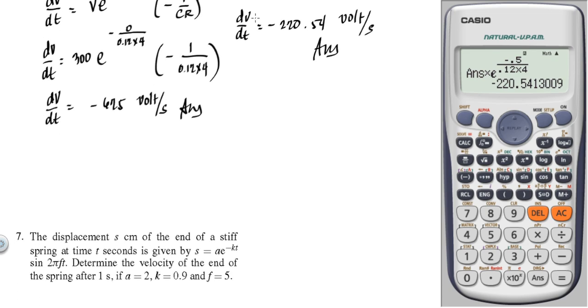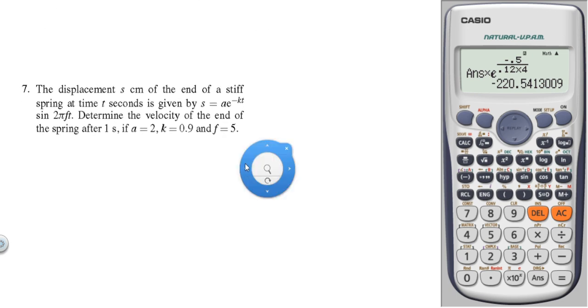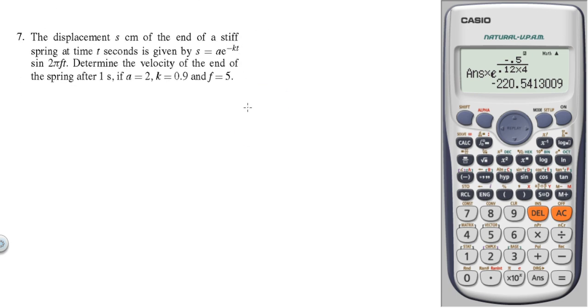I mean 7. So, number 7, the displacement S, in cm, of the end of a stiff spring at time t seconds is given by S equals a e raised to minus kt sine 2 pi ft. Determine the velocity of the end of the spring after 1 second if A equals 2, K equals 0.9, and F equals 5. Okay, andyan na lahat ang given. So, hindi na ito mahirap. The displacement S, centimeter, no? So, ang hinanap natin is the velocity.